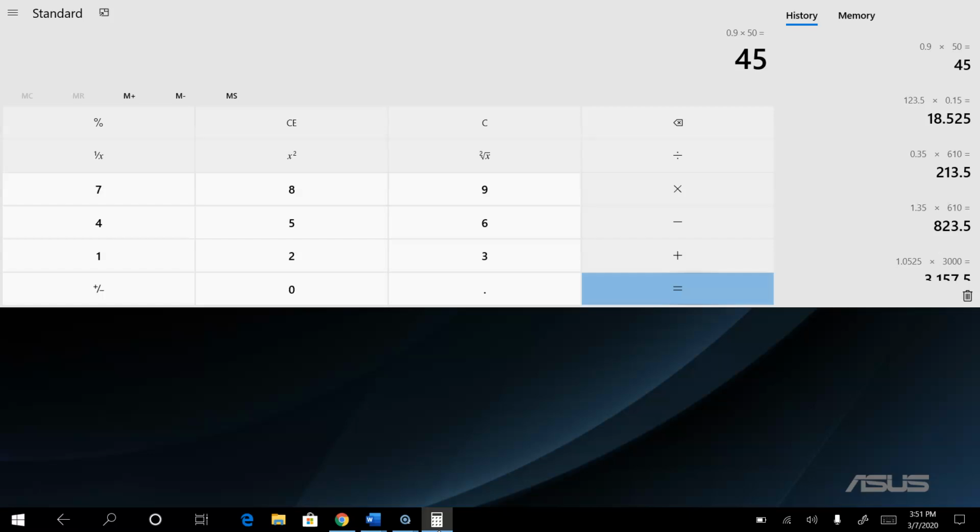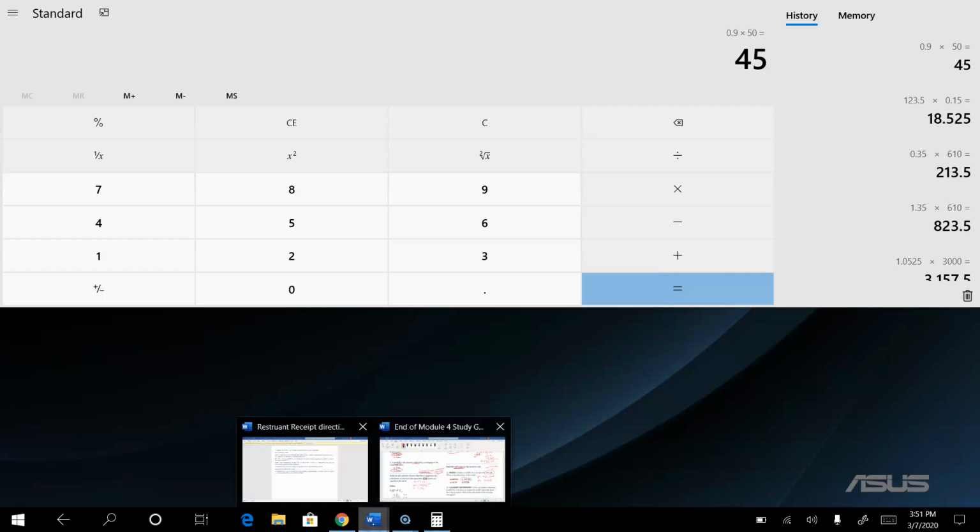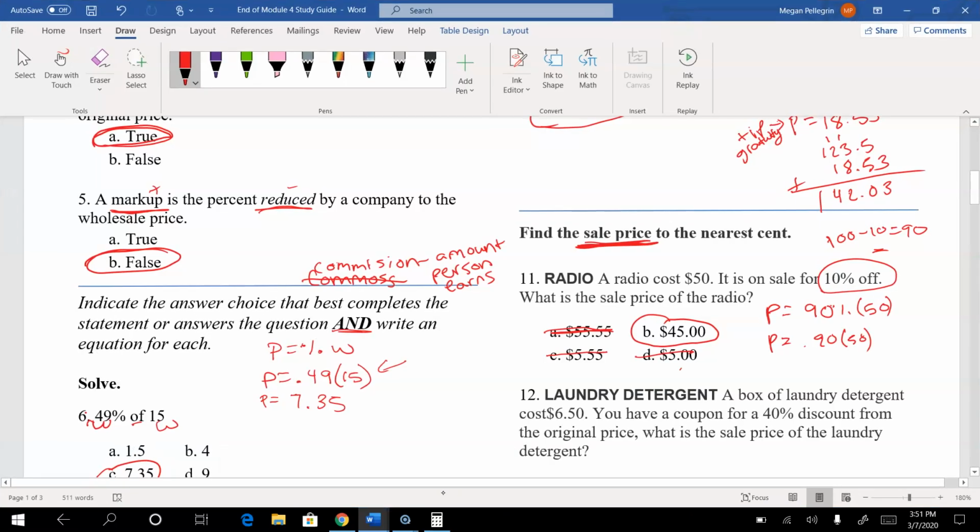And it does equal 45. So therefore, the $5 was the amount being taken off.